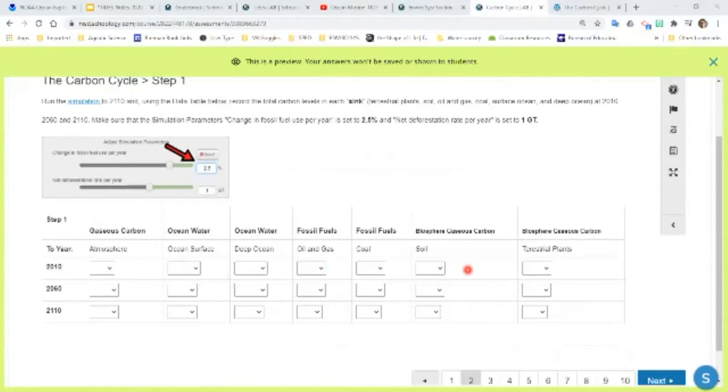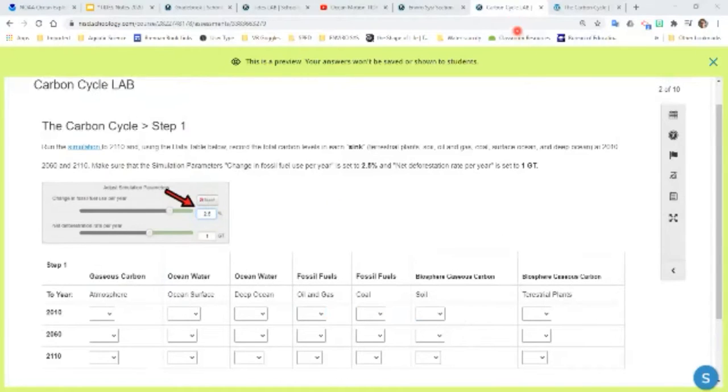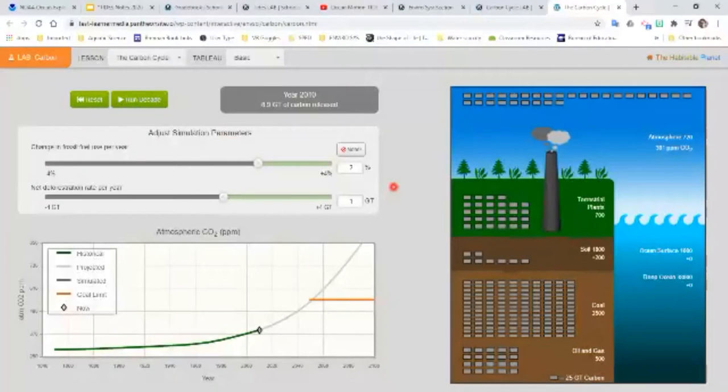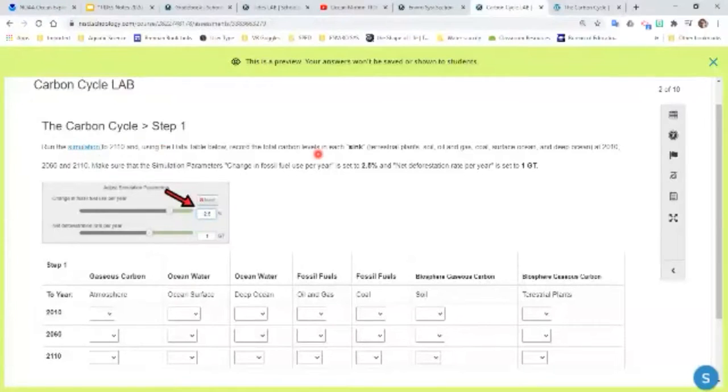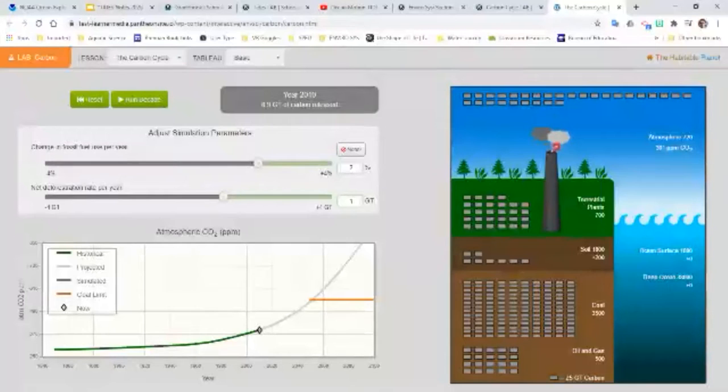So everybody can see this. We're going to fill out this table. Here is your adjustment calculator. This is what it looks like. First off, we're using the data table below. We're going to record the total carbon levels in each sink. And the sink is where the carbon is being stored.